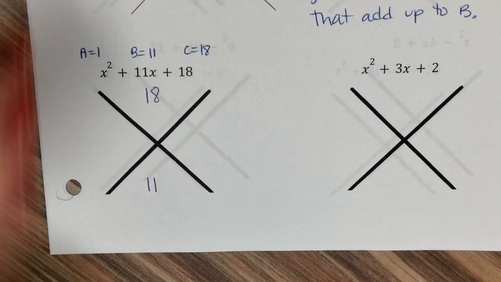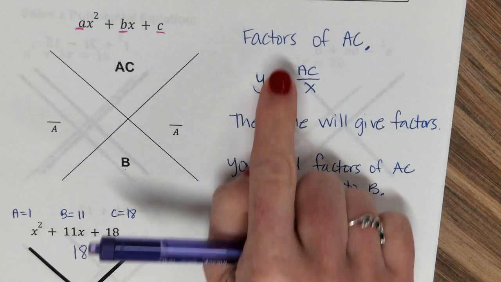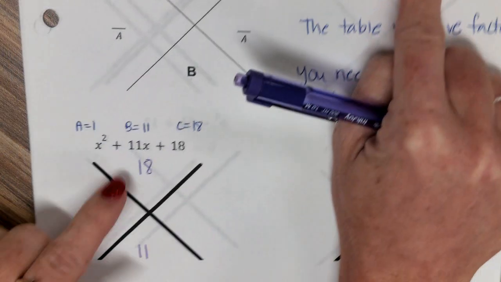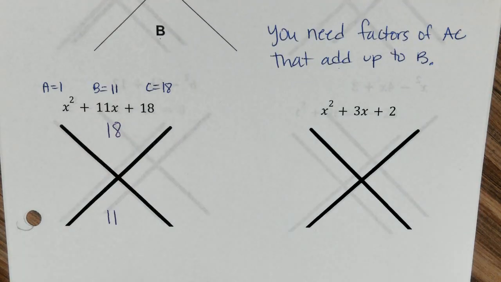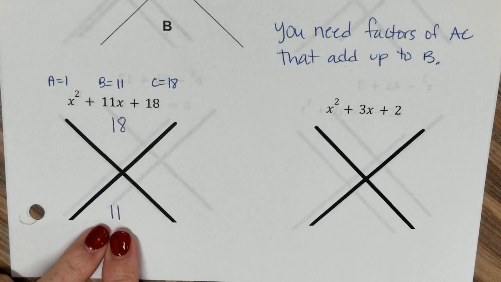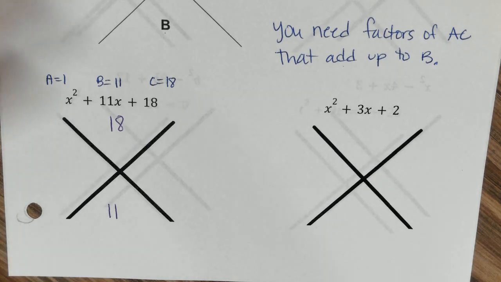Now, what we wrote over here is that we need to find factors of AC, which is 18. So we want to put down factors of 18 that, when I add them together, equal 11. So let's talk about what the factors of 18 are.